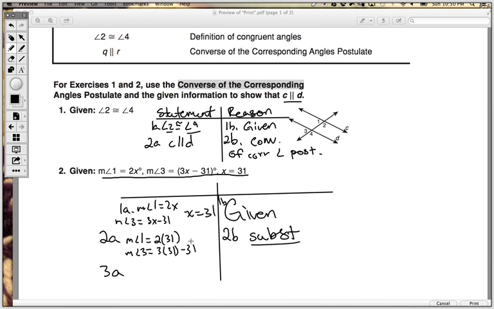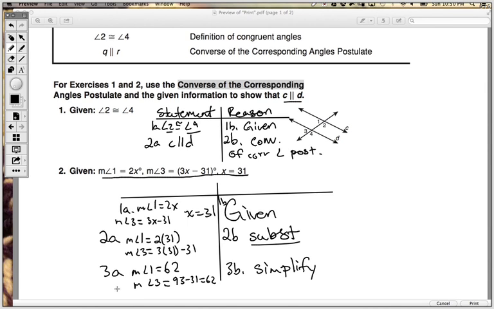Now we can do some simplifying. So 2 times 31 is actually 62. So measure of angle 1 equals 62 degrees. And measure of angle 3 equals 93 minus 31, which equals 62 degrees. And that's called, in math, simplifying. So we could just put simplify, because we're just doing the calculations, the arithmetic.